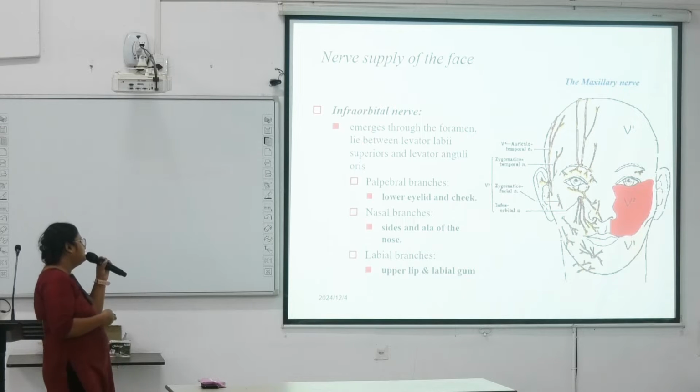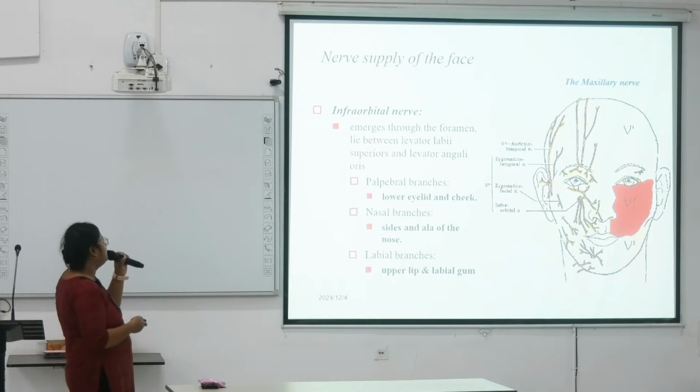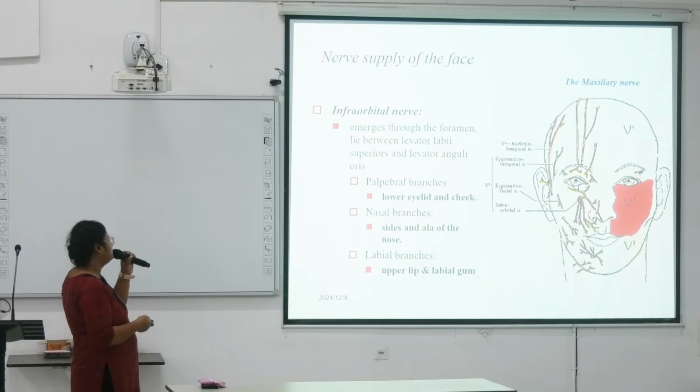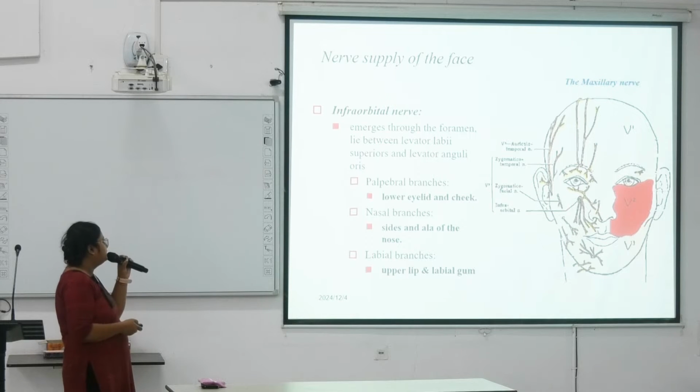Nasal branches supply the sides of the nose. Here, these are the nasal branches. And labial branches supply the upper lip and labial gum. Here, these labial branches supply the upper lip and the labial gum.